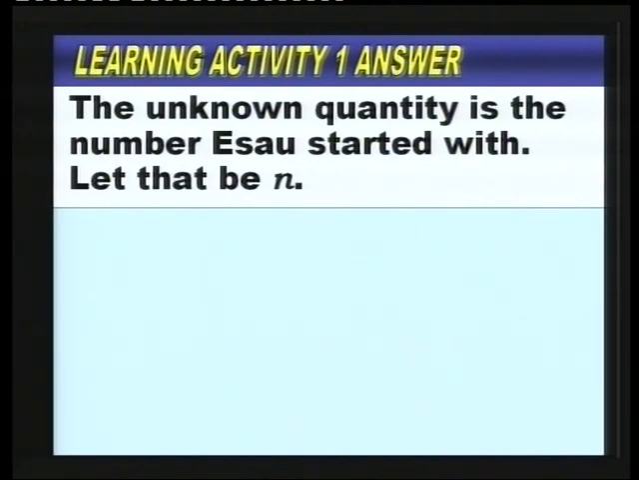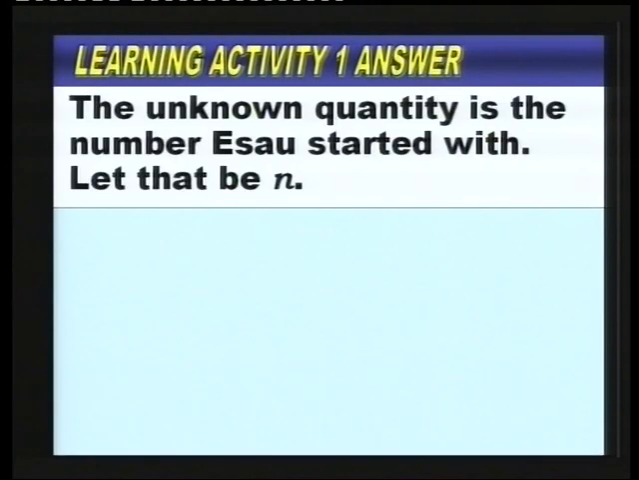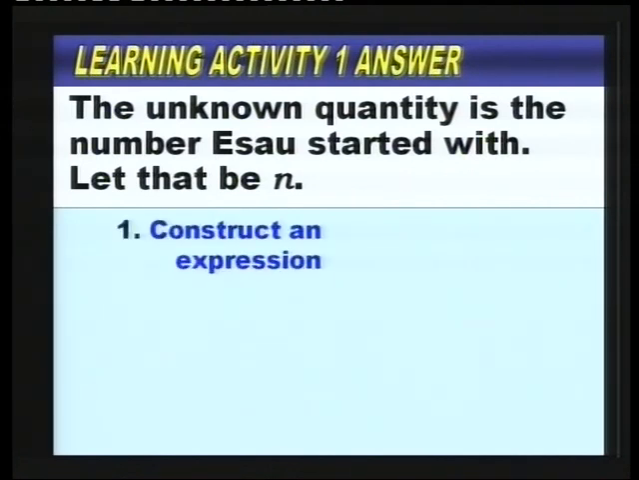The unknown quantity is the number Esau started with, so let that be n. He started with that number, we say n. Now remember, he subtracts 3. So n minus 3. And his answer is 12. So n minus 3 is equal to 12.